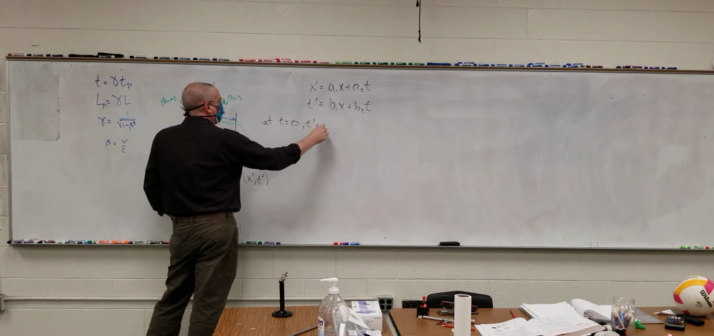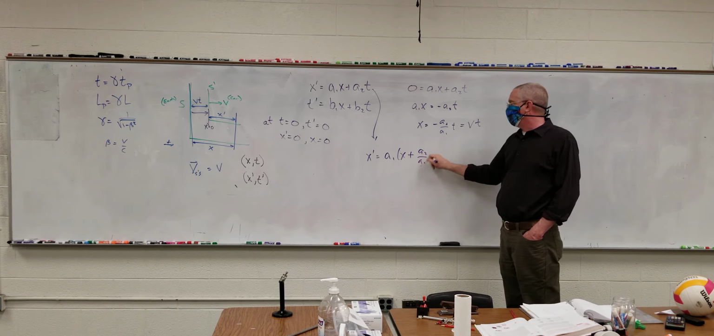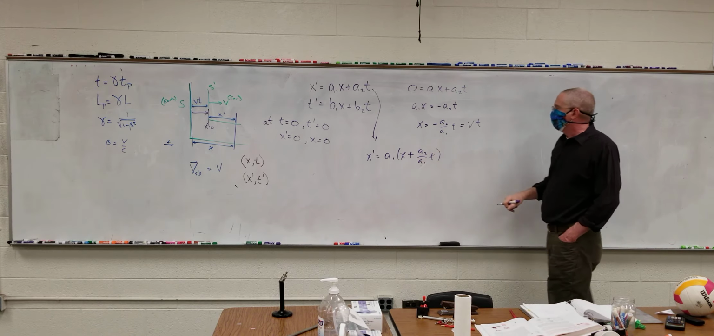So in this first equation, x prime is equal to a1, factoring out, x plus a2 over a1 times time, which is a1 times x minus vt. So we have this relationship already between the two. We've simplified it down a little bit. Questions here?